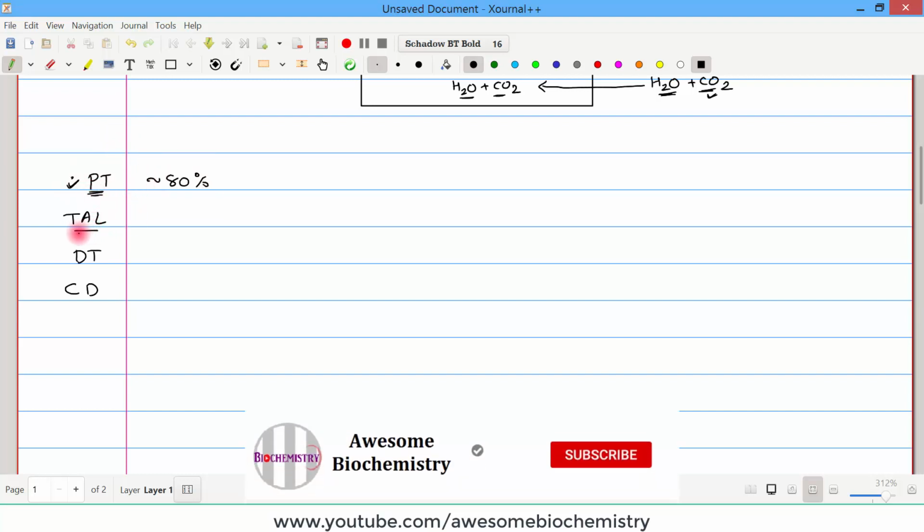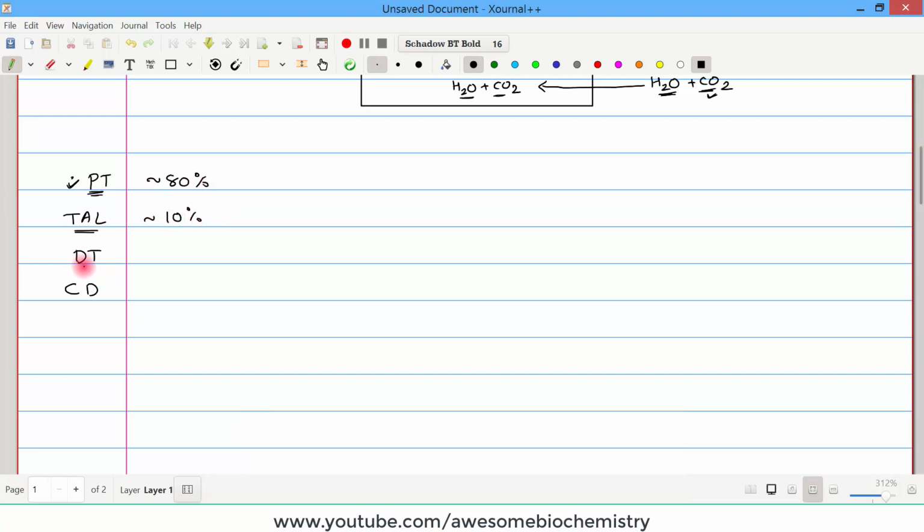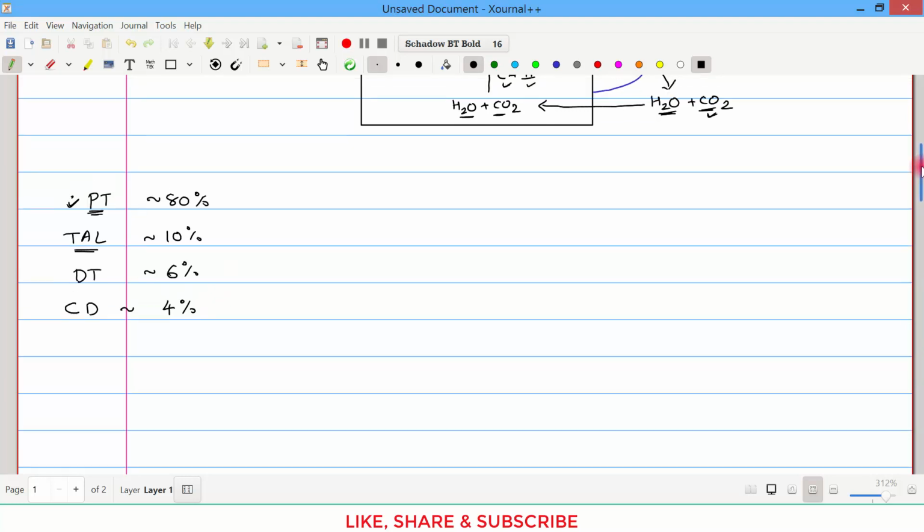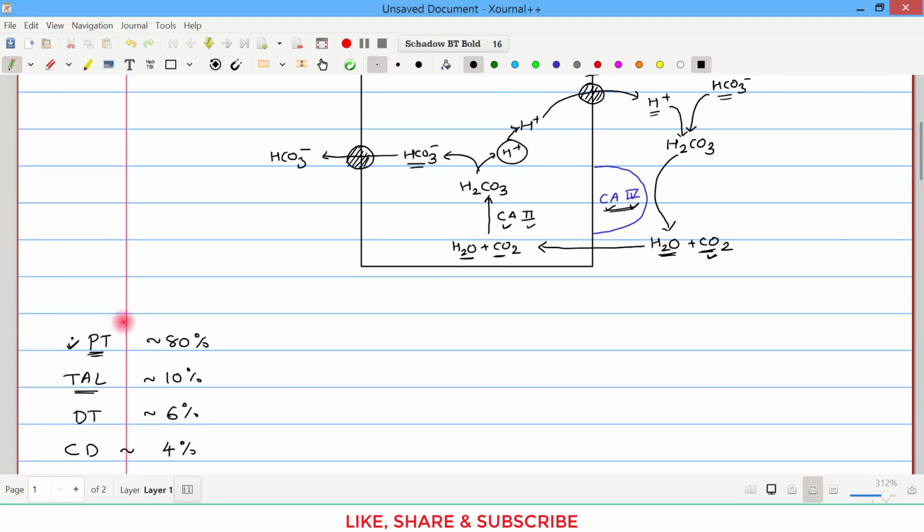So this is the major portion of bicarbonate that is getting reabsorbed in the proximal tubule. In the thick ascending limb of loop of Henle, approximately 10% of the filtered bicarbonate is getting reabsorbed. In the distal tubule, it is 6%, and in the collecting duct, it is approximately 4%. Right? Now, this is the important difference in the different parts of the nephron.